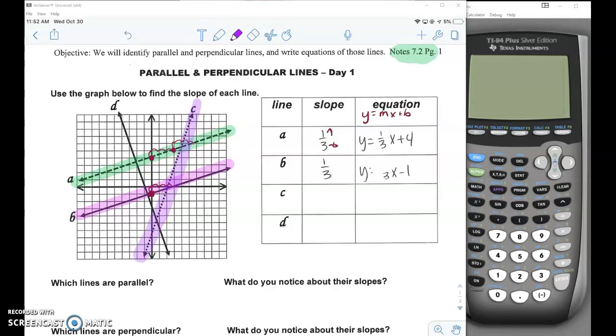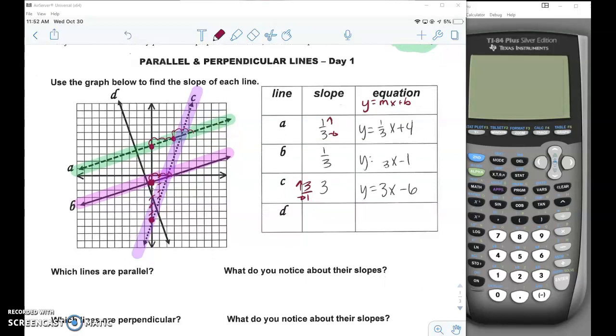Line C is this dotted line. This again is a positive slope. My y-intercept is down here, and I'm going up 1, 2, 3 over 1. So our slope is positive 3 over 1, which reduces to just 3. My y-intercept is at -1, 2, 3, 4, 5, 6. Our equation is y equals 3x minus 6.